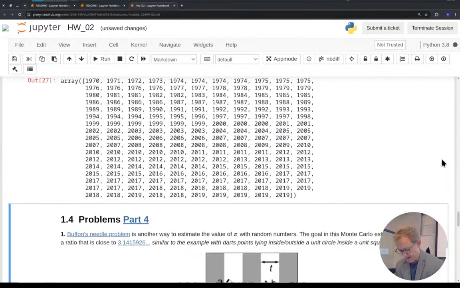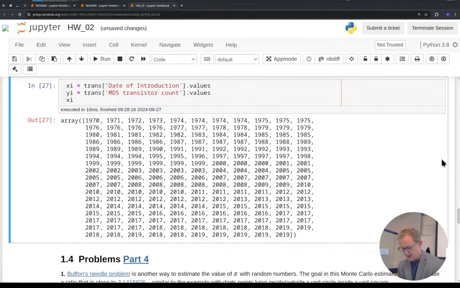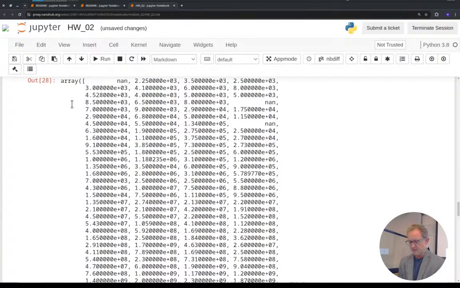So if I look at xi, it's an array that's one dimensional, so it only has one set of indices, like 1970 through 2019. A lot of repeated years because every row has a year. And then same thing if I look at yi, that's going to be the actual data for the number of transistors and all that.